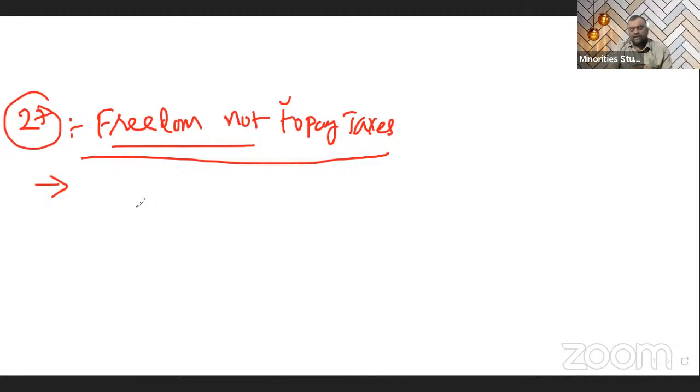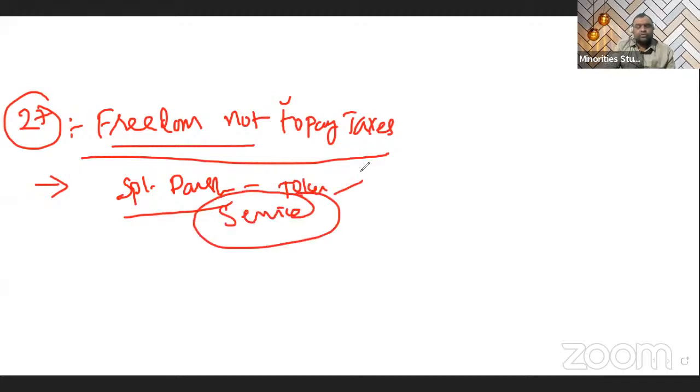But if a religious institution allows you to have a special darshan or special token, or special services like VIP entrance or sitting in front of God, whatever it may be, special darshan is there in the Hindu religion, that does not come under taxes. That only comes under the services matter. So the government should not collect any taxes for the religious purpose. It's there in Article 27.